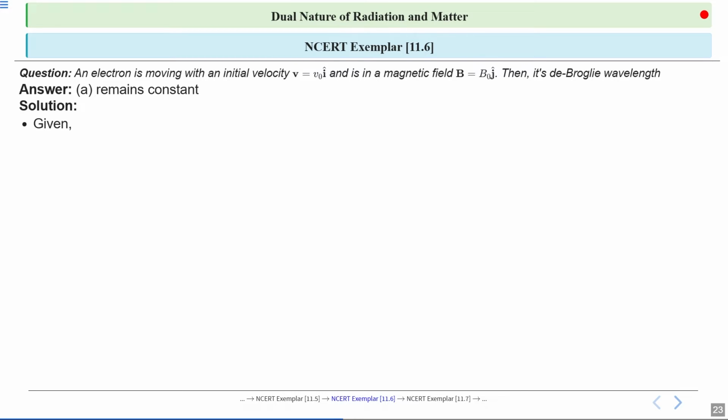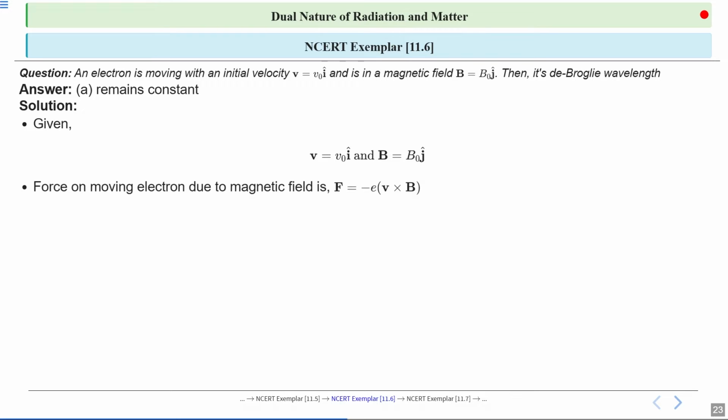So first let's look at what is given in the problem. The electron has an initial velocity v equal to v naught in the i direction, that is along the x-axis. And the magnetic field B is equal to B naught times j cap. Here v naught and B naught are the magnitudes of velocity and magnetic field respectively, and i cap and j cap are the unit vectors along the x and y axis.